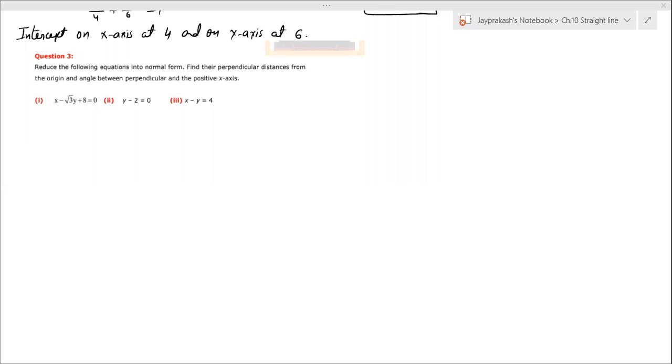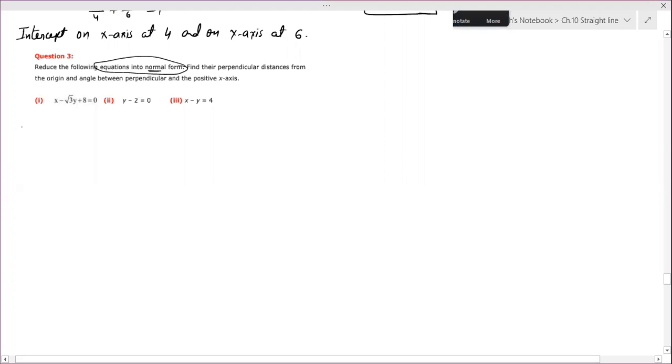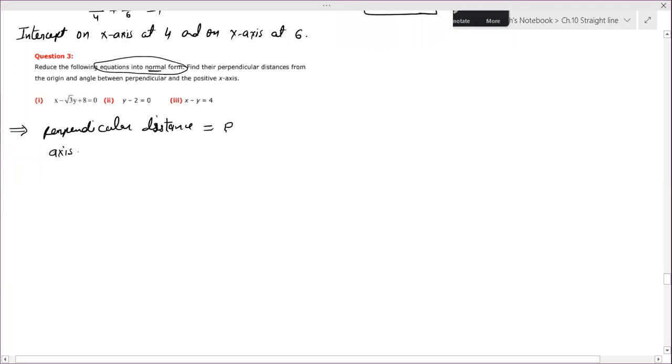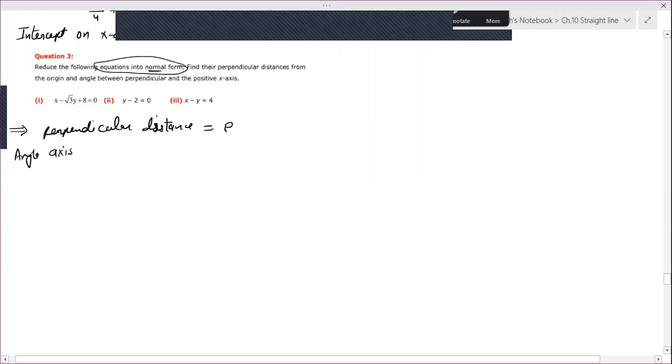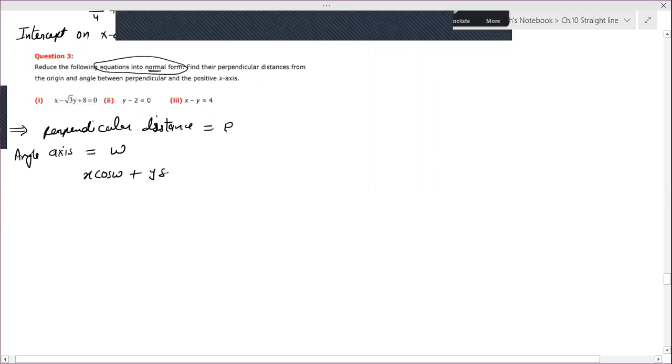In question number third, we reduce the equation into normal form. In normal form, the perpendicular distance is given. So let the perpendicular distance be P, and the angle with the positive x-axis be omega. We can write the normal form as x cos omega plus y sin omega equals P.